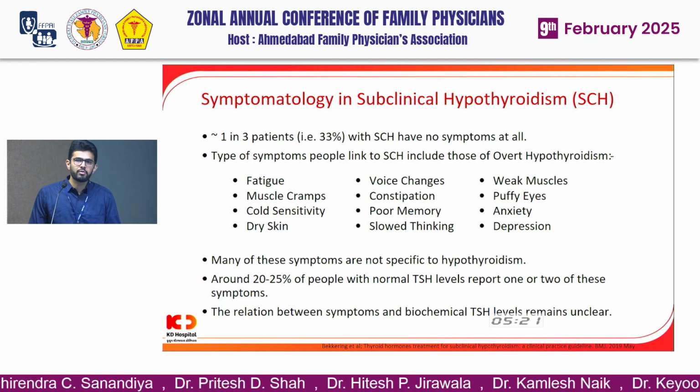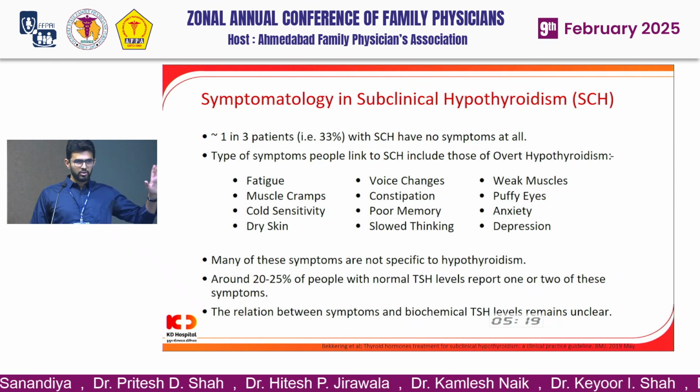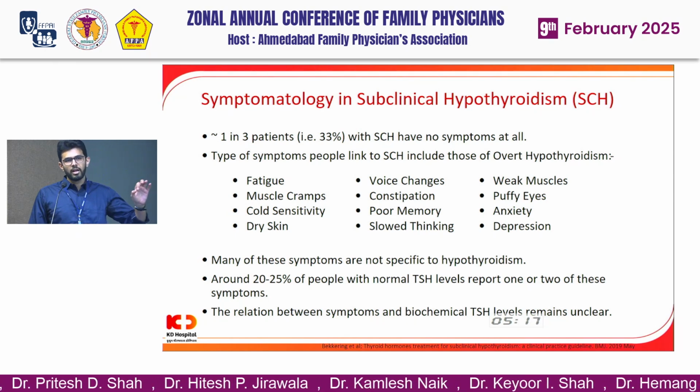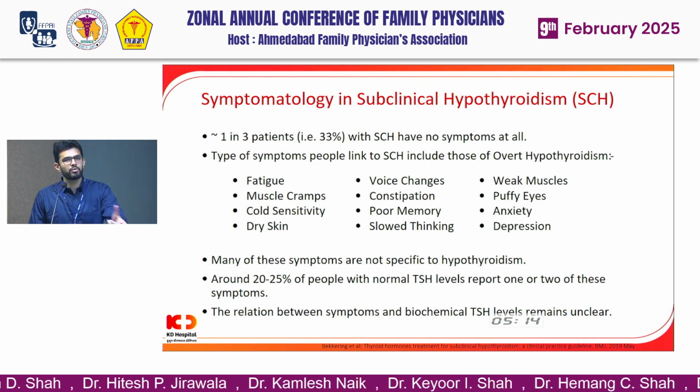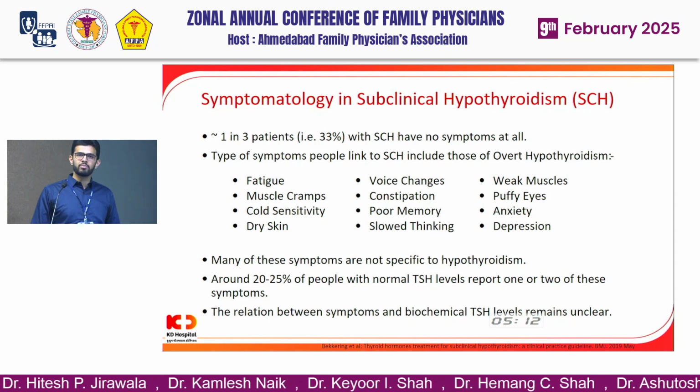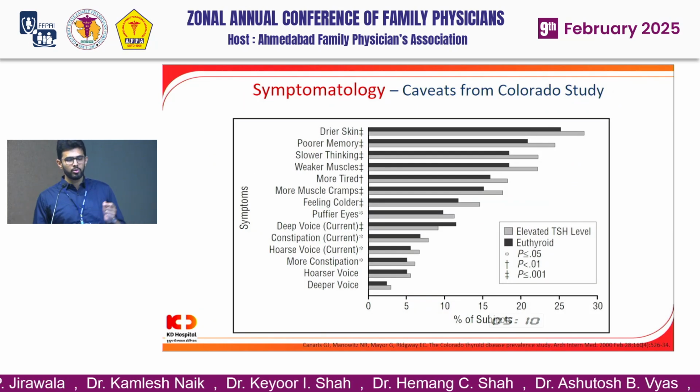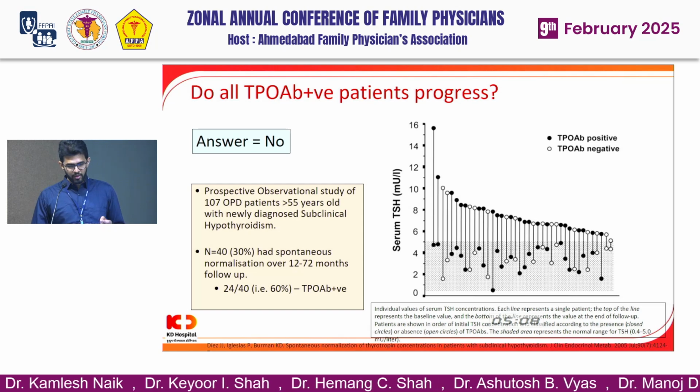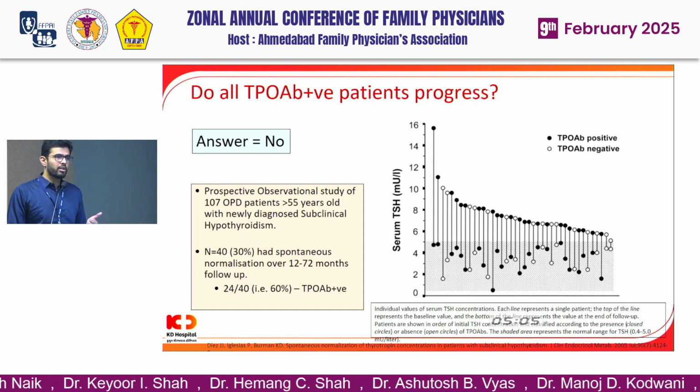Also, there were studies which showed that in a completely normal population, 33% had similar symptoms. So based on the symptoms, again, it is difficult to decide who needs treatment. Now, a very important question about anti-TPO antibody.